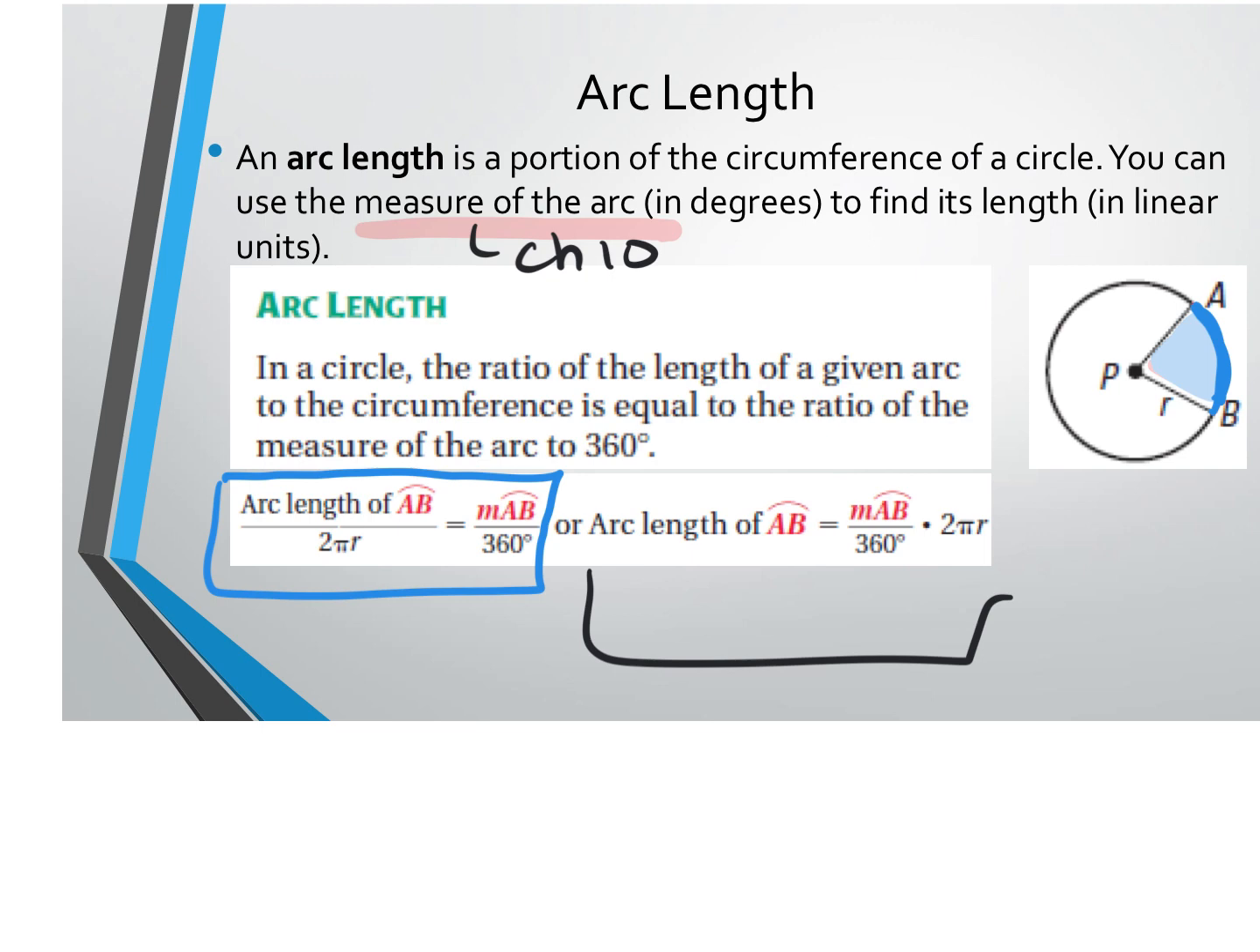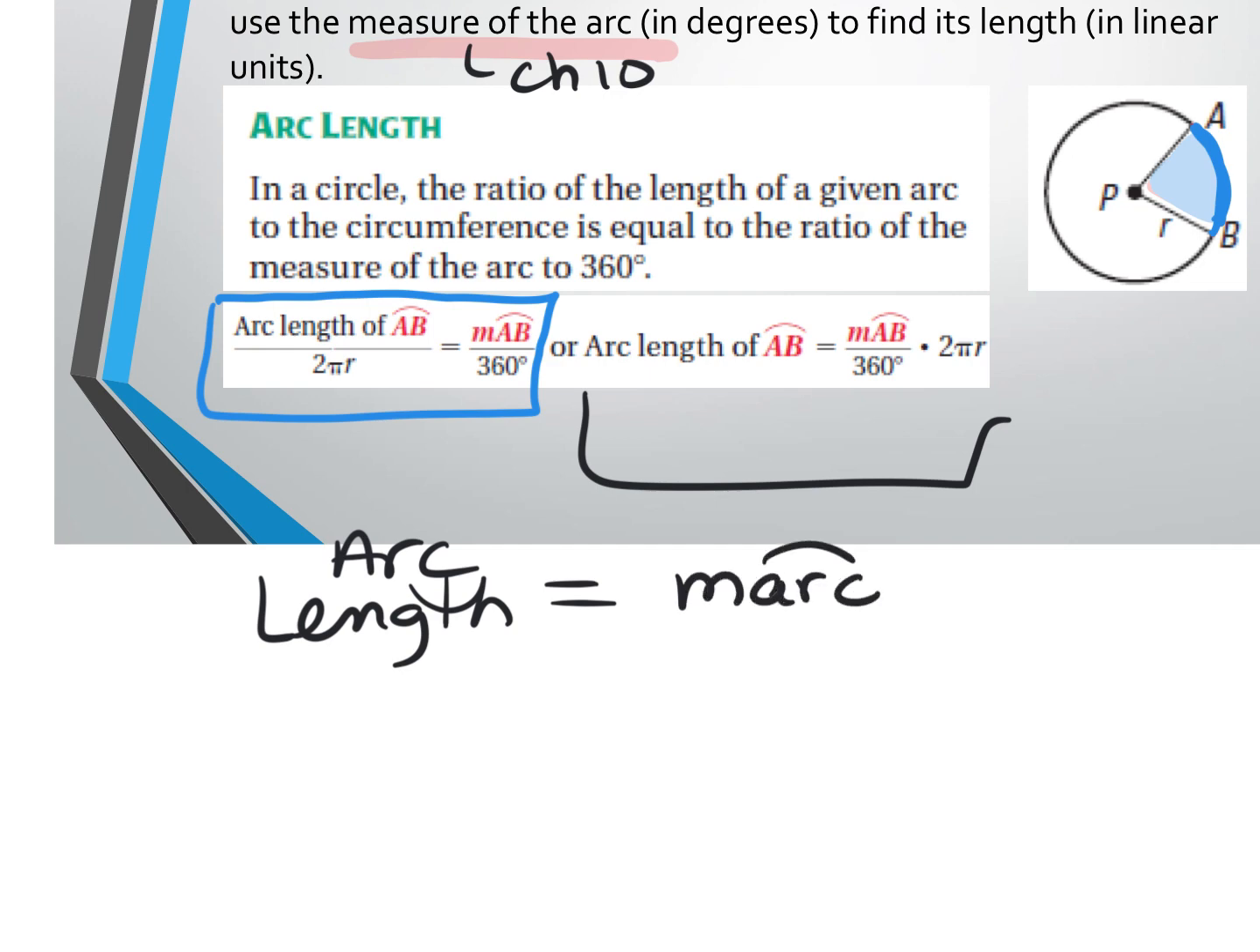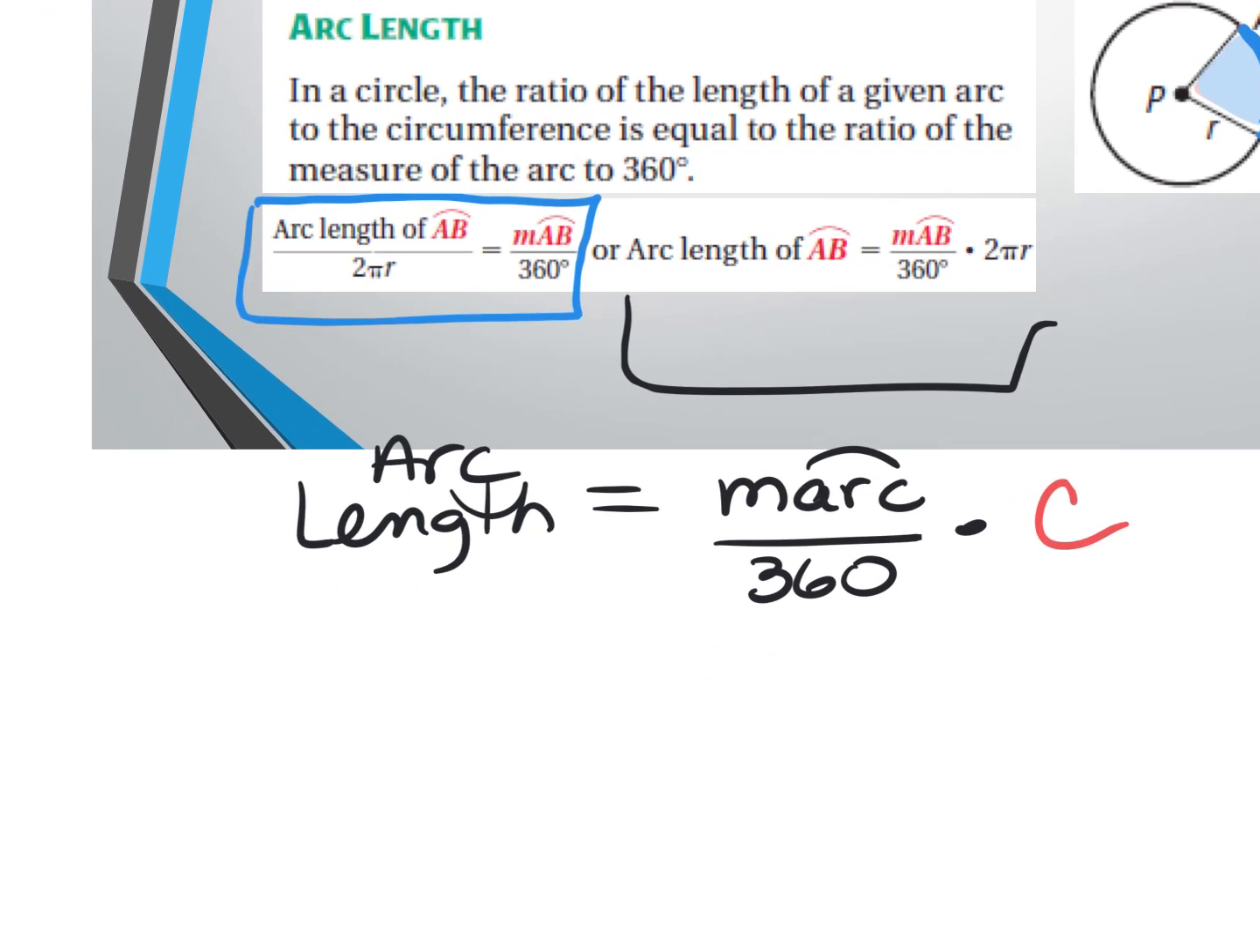Now, when you're doing this, notice in the formula it's got AB. The arc length is not always going to be AB. It could be XY, depending on your picture. So what I'm going to do here instead is put length of the arc, or arc length, is equal to measure of the arc, whatever arc they've given you, and it could have different letters, over 360 times the circumference. Now, you may not be given the circumference. Maybe you're going to be given an area.